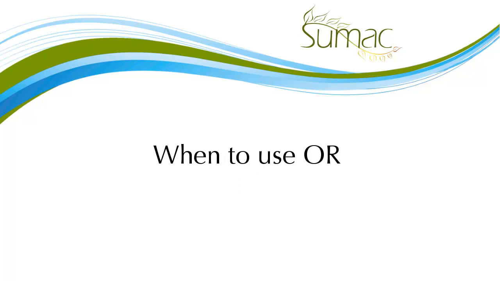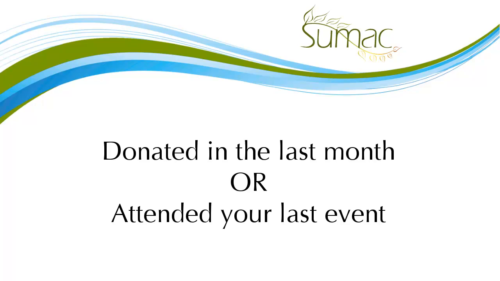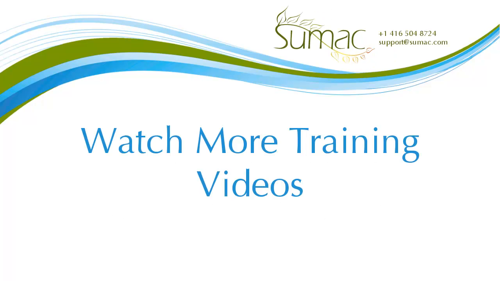When you link search criteria with an or connector, Sumac finds results that meet either the first criterion, or the second criterion, or both criteria. For example, perhaps you want to find contacts who donated in the last month or attended your last event. Because the criteria are connected with an or, Sumac finds contacts who did either or both things. Now that we've learned some of the basics, check out more training videos to learn more about searching in Sumac.